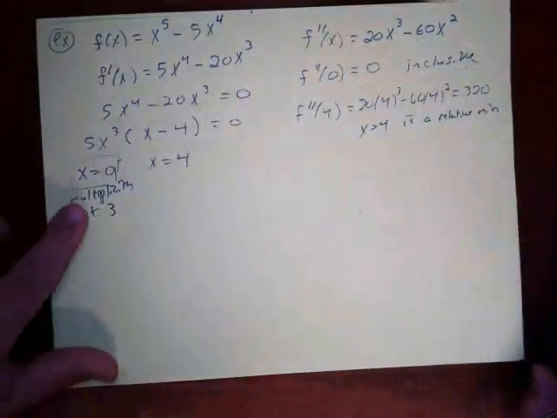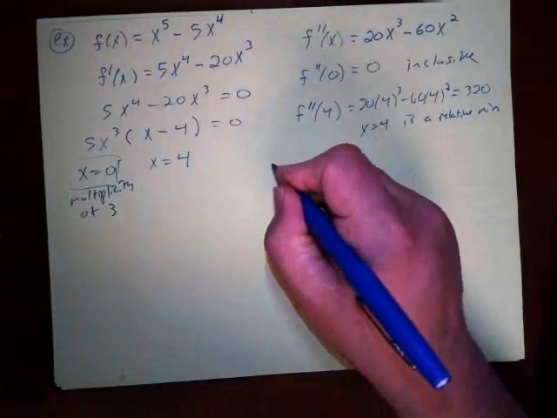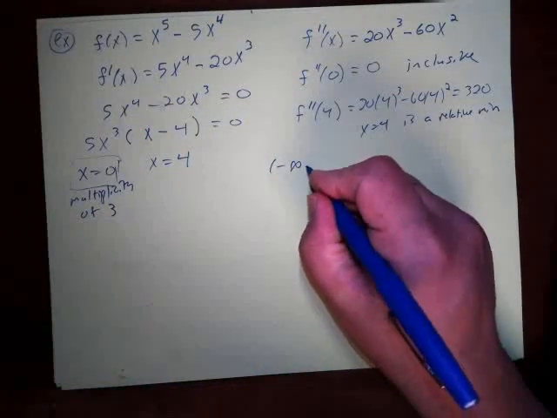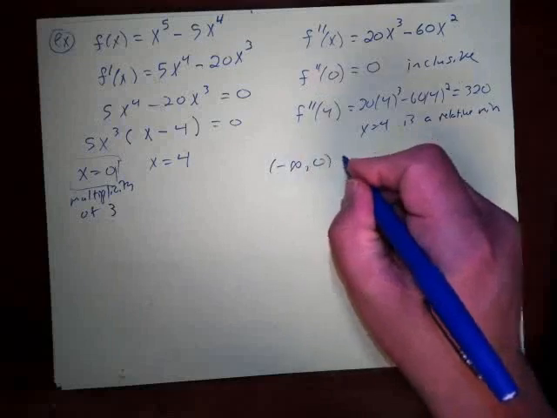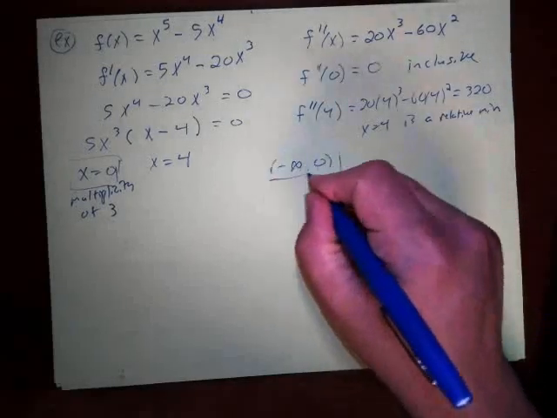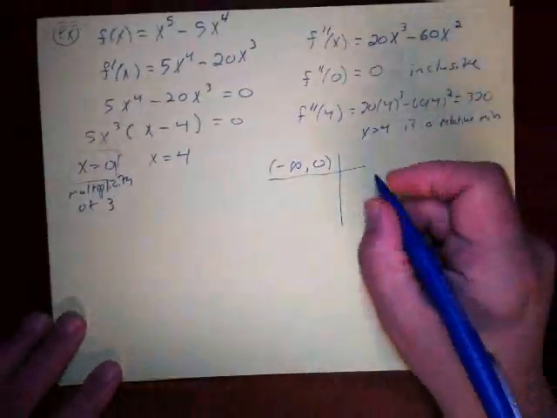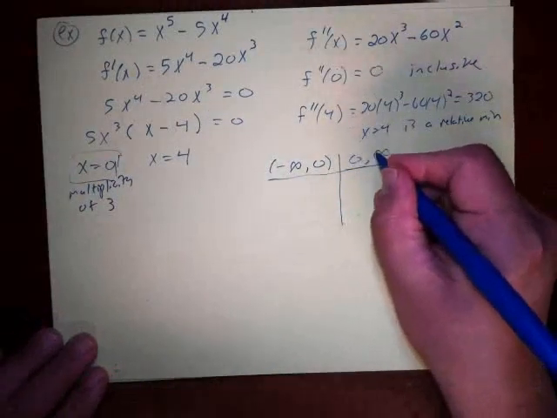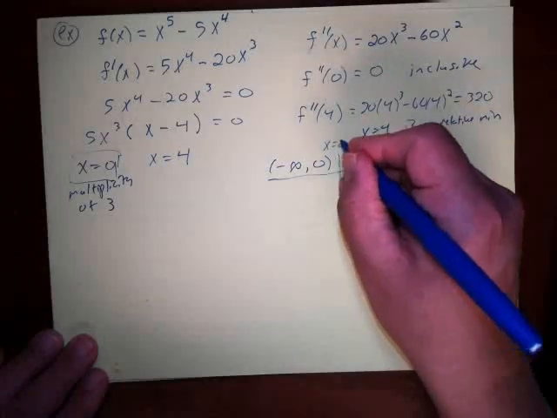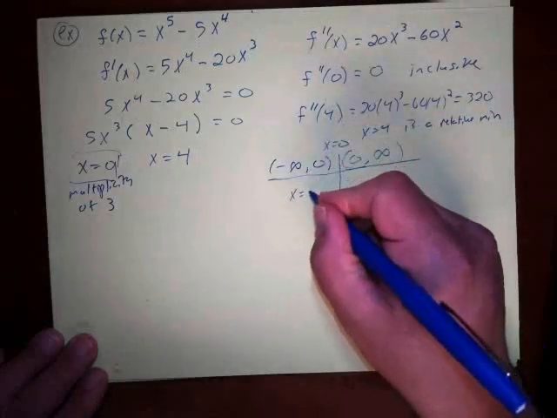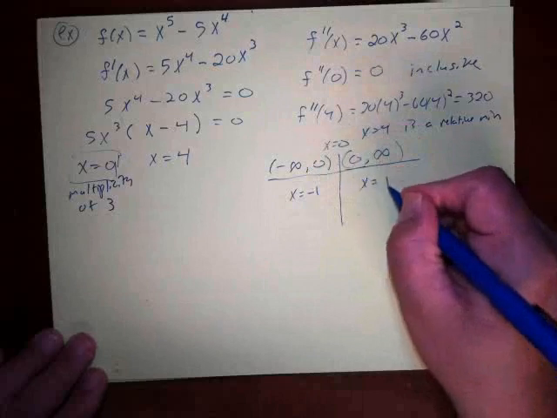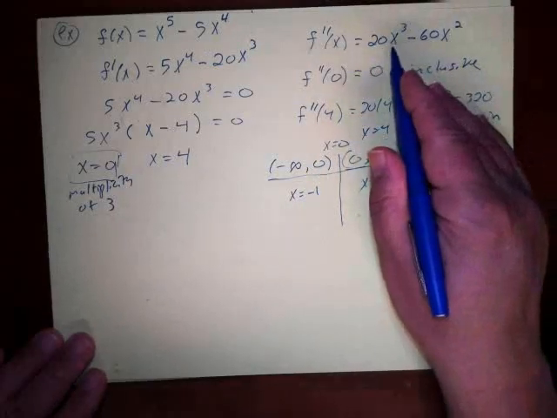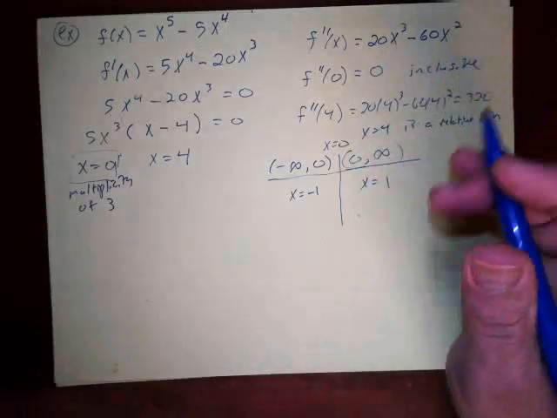It's inconclusive for 0, so I'm going to have to do another test here. Negative infinity to 0, 0 to infinity. This is at x equals 0. So I can plug in the test points, -1 and 1 again. And when I plug in -1, I get negative 20 minus 60.